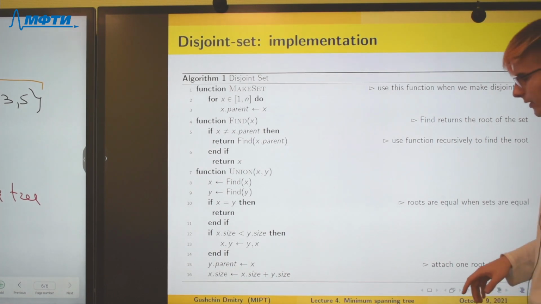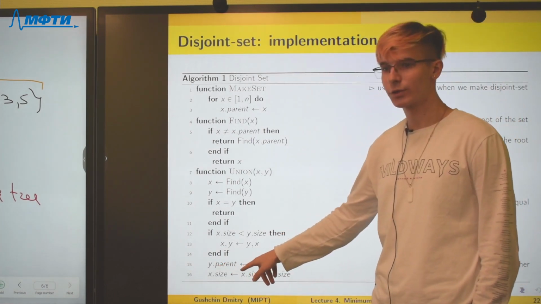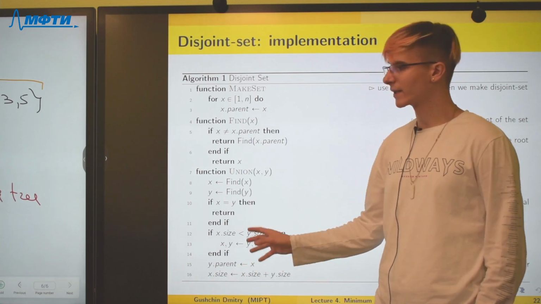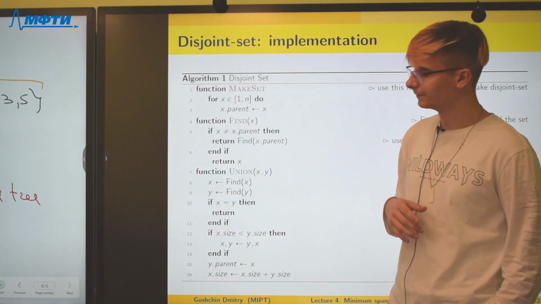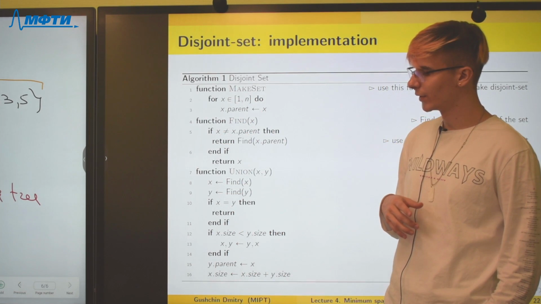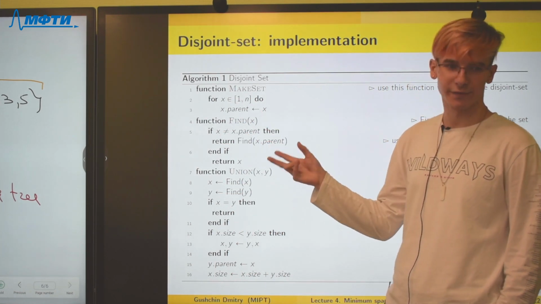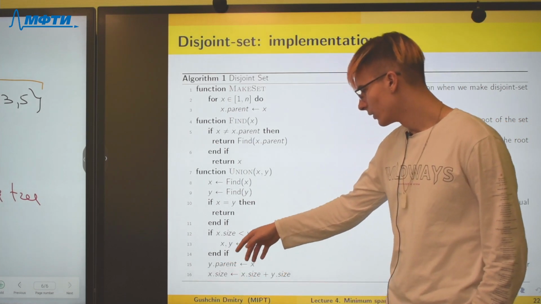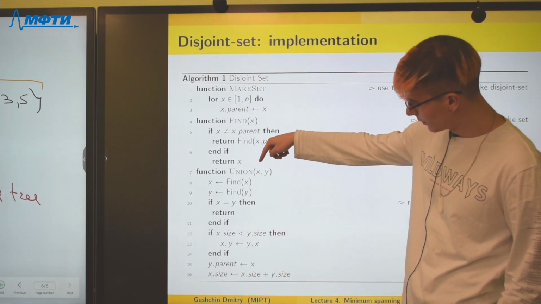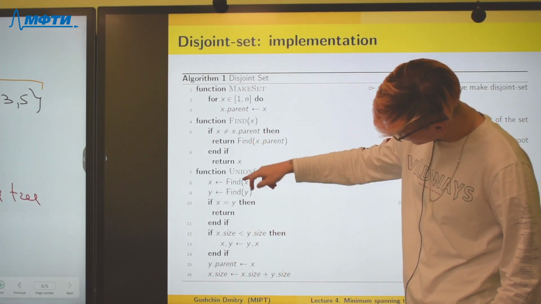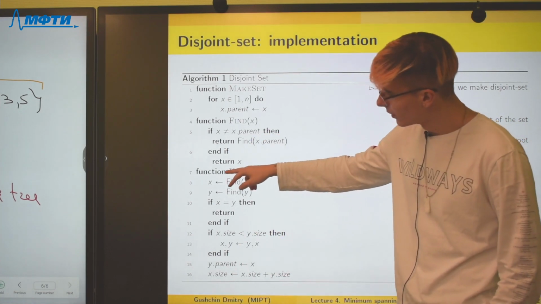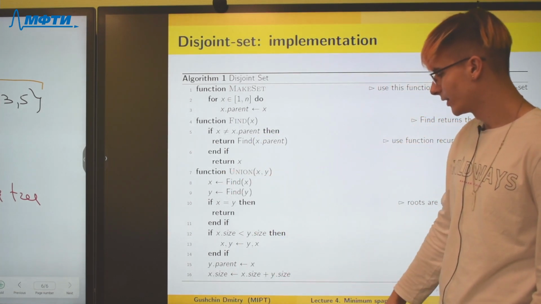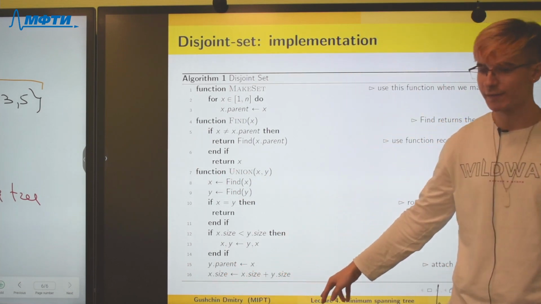As you see, we need to store parents for each node, and size as the size of this tree, or the depth of this tree. Or, for example, if you see, we store size only for roots, and we need to change the size only for roots.